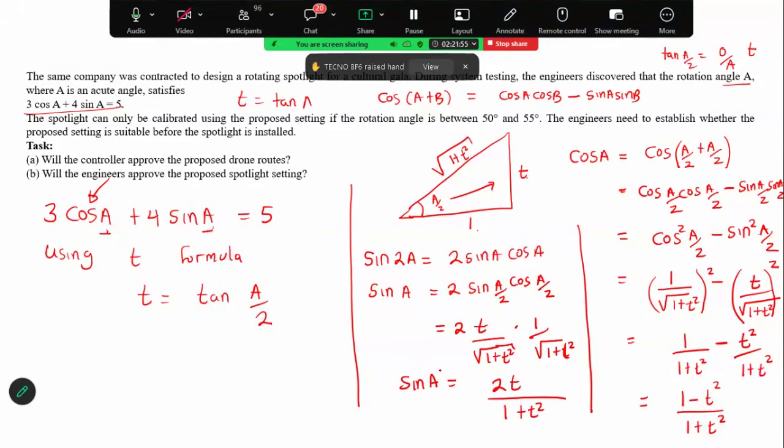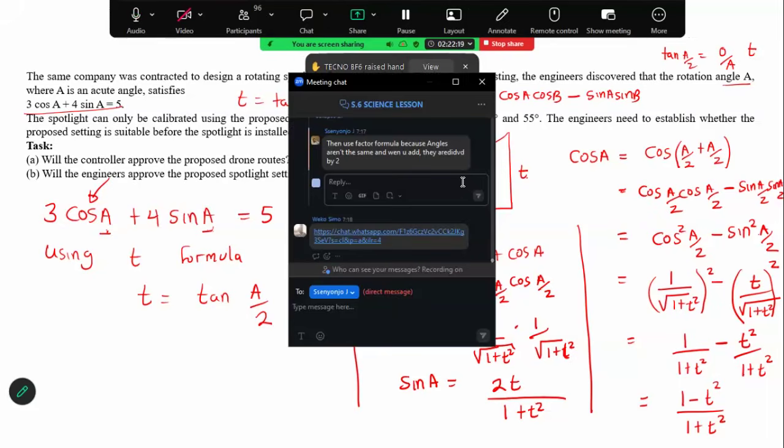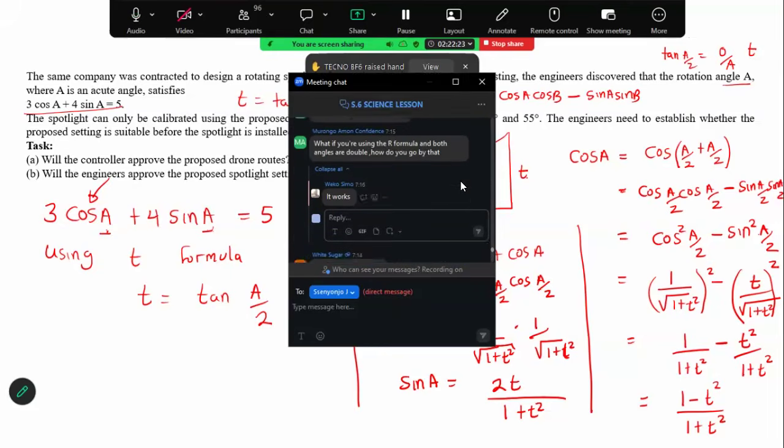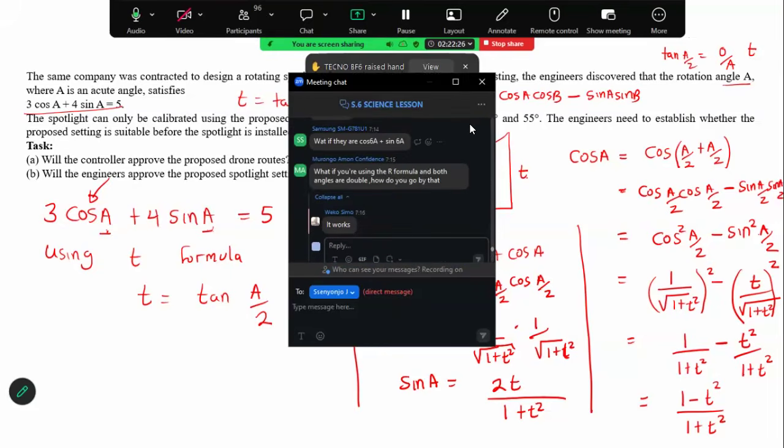Now, those two things are very important if you are applying the t formula. Where I have sine of A, I'll put 2t out of 1 plus t squared. Where I have cos of A, I'll put 1 minus t squared out of 1 plus t squared. But how do they come about? That's how they come about. So that is what we now call the t formula. Hope that is very okay.